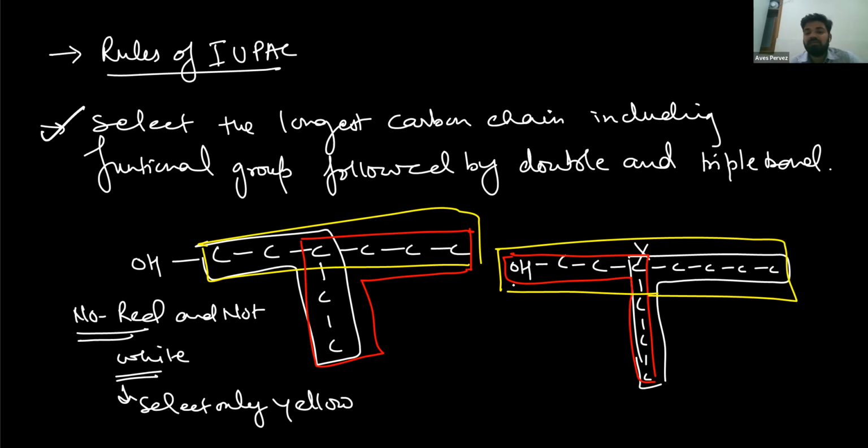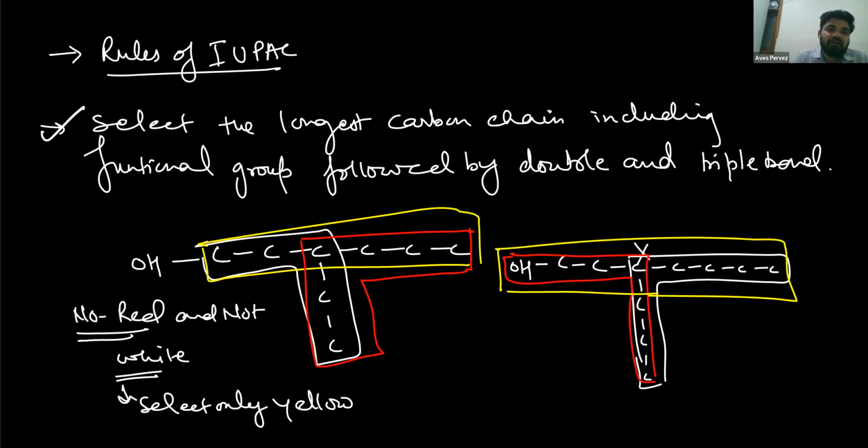Done. Similarly, if you are having 1, 2, 3, 4, 5, 6, 7 carbon in this chain, and here you are having 1, 2, 3, 4, 5, 6, you will again select the yellow one. So select the longest carbon chain including the double bond and triple bond, meaning the carbons having the double bond and triple bond, and the carbon to which the functional group is attached. That should be in the chain.